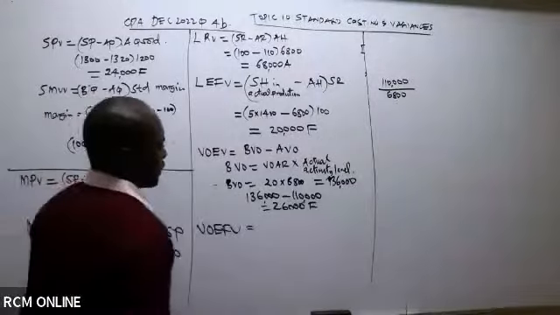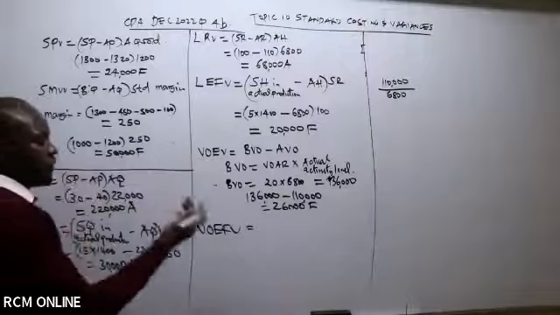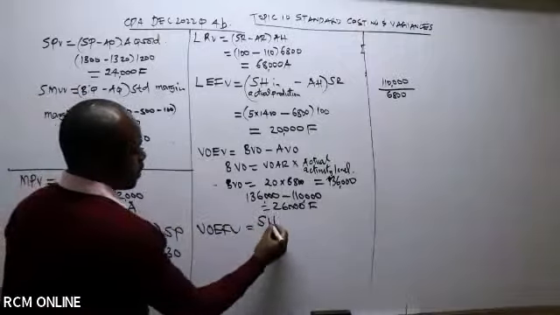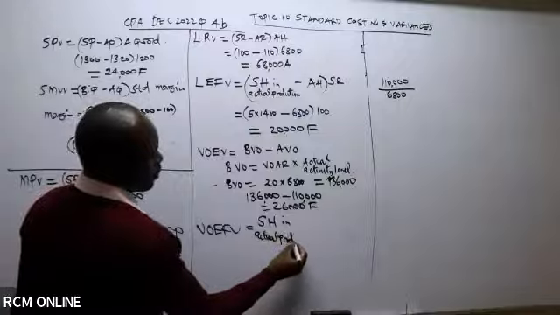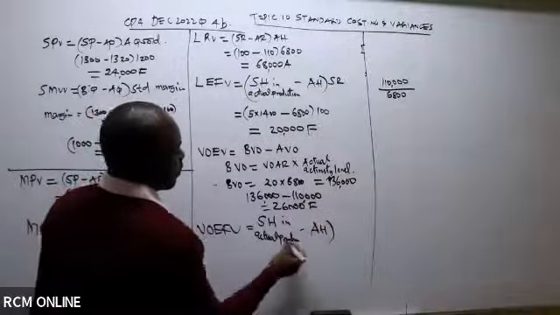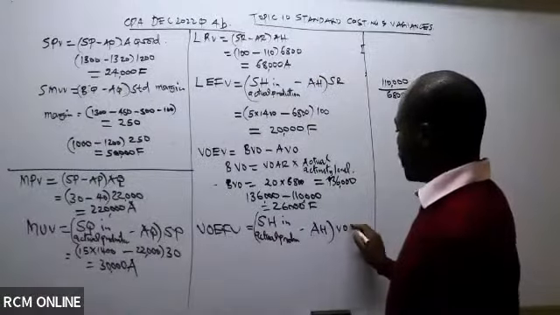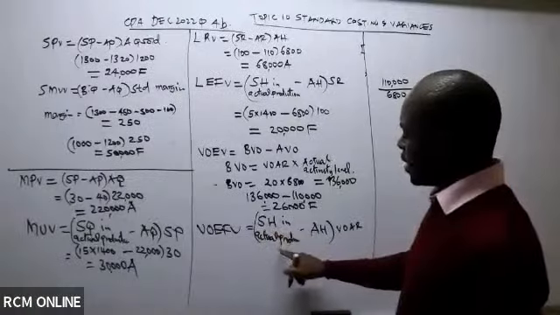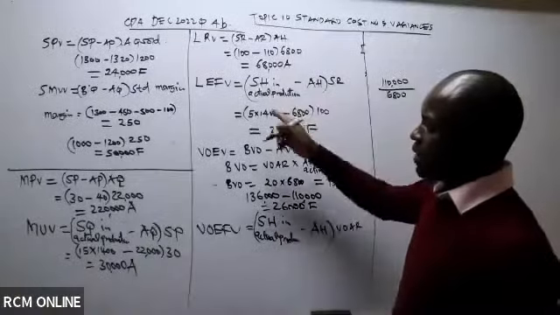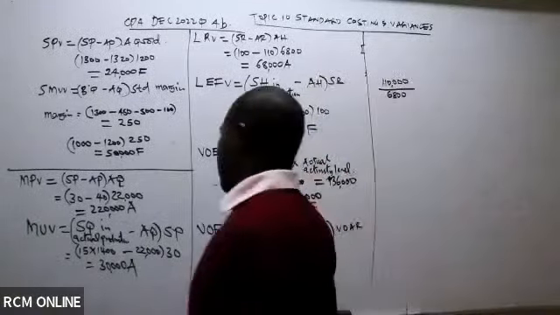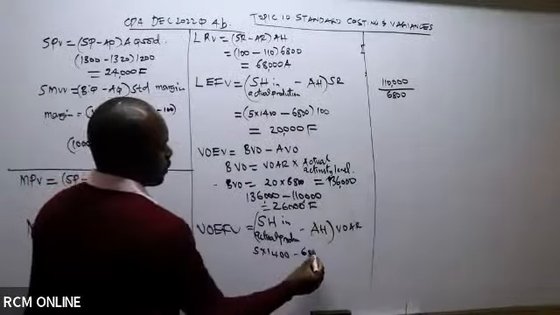Variable overhead efficiency variance is standard hours in actual production minus actual hours, then standard rate. So it is the same thing. The standard hours in actual production, the same thing you are getting up here for the labor, because this depends on labor hours. It will be the same item we transfer down here. So it will be 5 times 1,400 minus actual hours, 6,800.